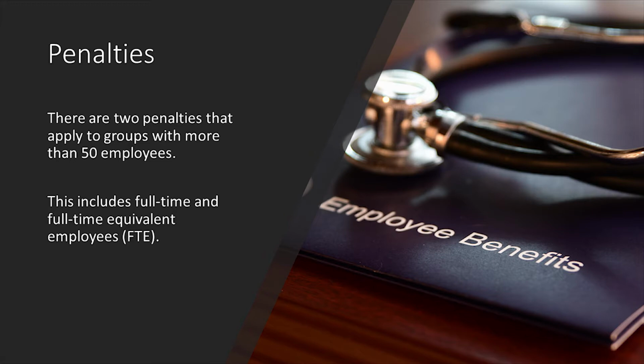Okay, so the first thing we're going to cover are the penalties. There are two penalties that apply to groups of more than 50 employees. This includes full-time and full-time equivalent employees, and I'll run over what the full-time equivalent is here in just a moment. The first penalty we're going to go over is penalty A.